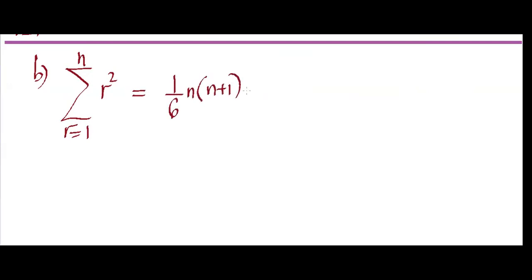Part B. Prove that the series summation r equal to 1 to n of r squared is equal to 1 over 6 into n plus 1 into 2n plus 1. This time around, it's for square terms.